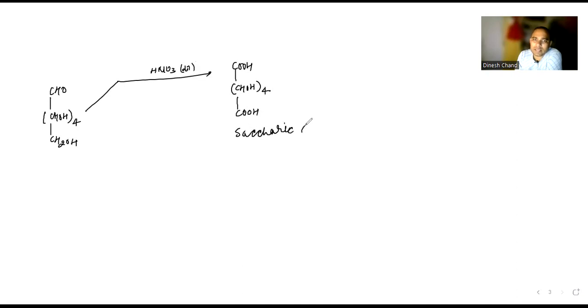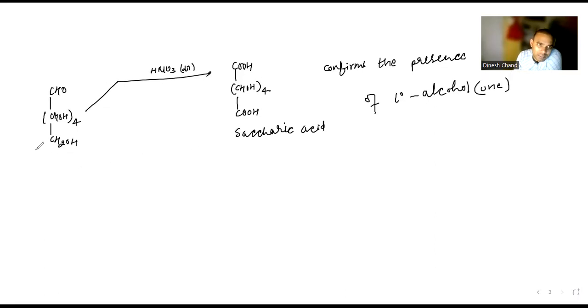This is the saccharic acid. This saccharic acid confirms something. It confirms the presence of what, student? The presence of 1 degree alcohol in glucose. Means glucose is having 1 degree alcohol. How many? Only 1. So if you are considering this, student, that is 1 degree alcohol. The last carbon is having primary alcohol.